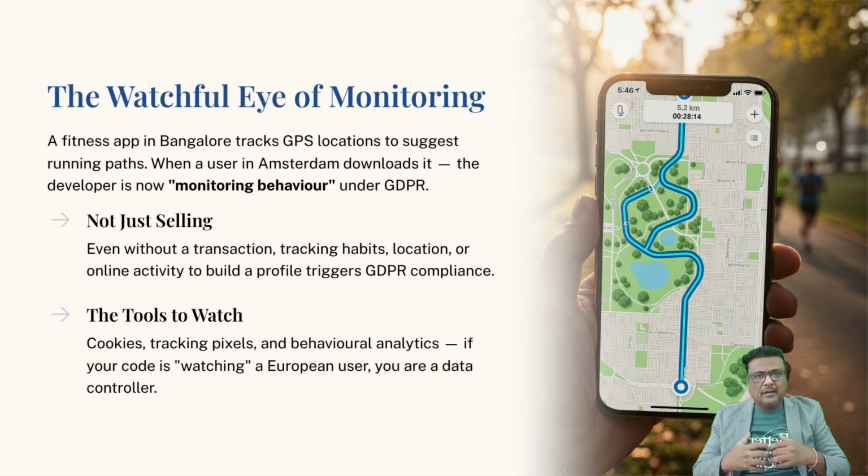A fitness app developer in Bangalore includes a feature that tracks the GPS location of users to suggest nearby running paths. If a user downloads this app in Amsterdam and the app tracks their daily commute or exercise route, the developer is now monitoring behavior under the GDPR. This is the second major way companies get pulled into the European scope. Even if you aren't selling them a physical cookie or a sweater, if you are tracking their habits, their location, or their online activity to build a profile, you are subject to the law.